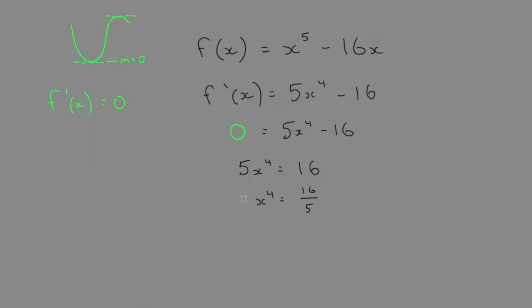Finally, we take the fourth root of both sides. The fourth root will remove the power of 4 on the x for us. And when we do that, don't forget, we always have two possibilities. It's either a plus or a minus. So whenever we take the square root, fourth root, it's got to become plus or minus.